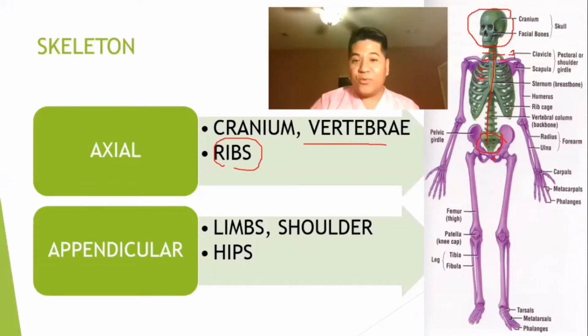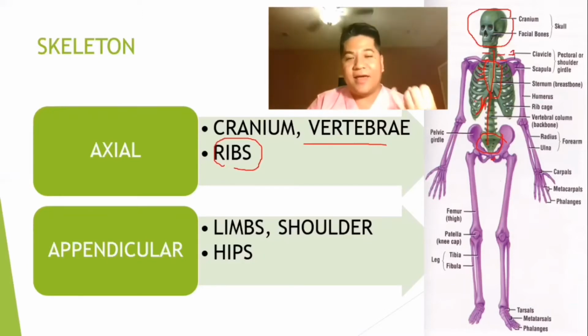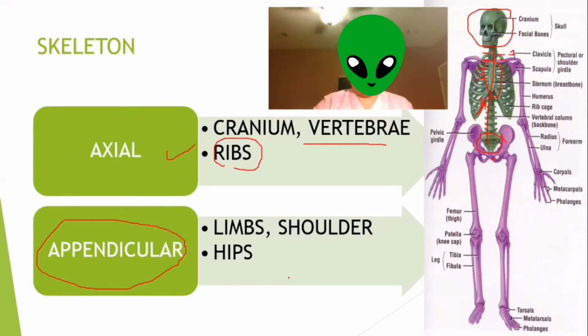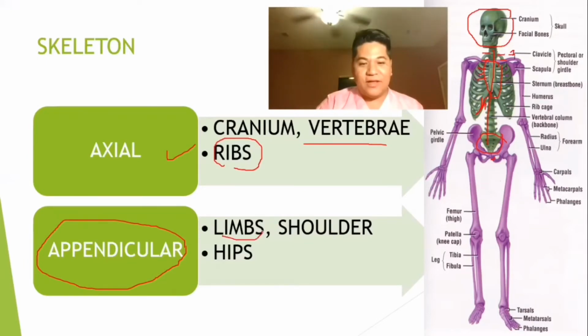So we have the true and false ribs and the floating ribs. The true ribs attach to your sternum. We also have the floating ribs, which attach to the cartilages. That's why they call them floating ribs, like the 9, 10, 11, 12. So that's your axial. Now the appendicular are mostly the heaviest and the longest bones, including your limbs.